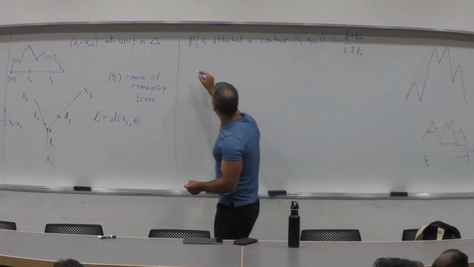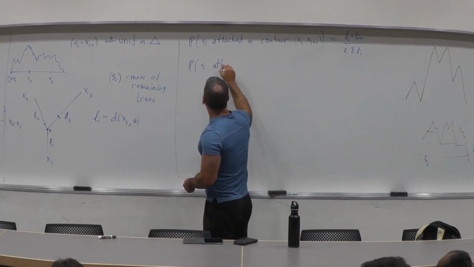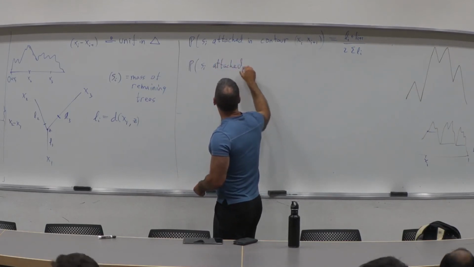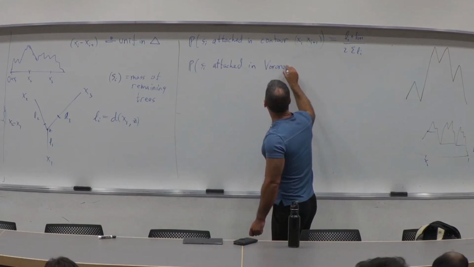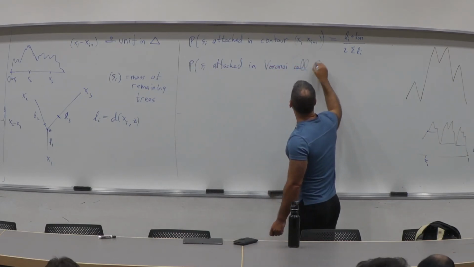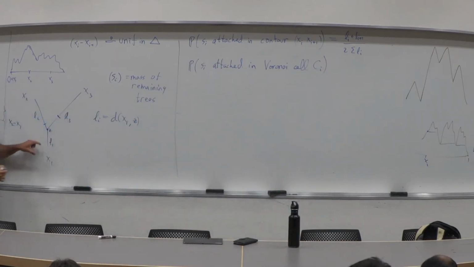And the probability that Si is attached in the Voronoi cell Ci, well, if I know the three lengths, then I can compute this. Now it depends a bit on which is the shorter and which is the larger. But suppose we have this case where L1 is less than L2 is less than L3.